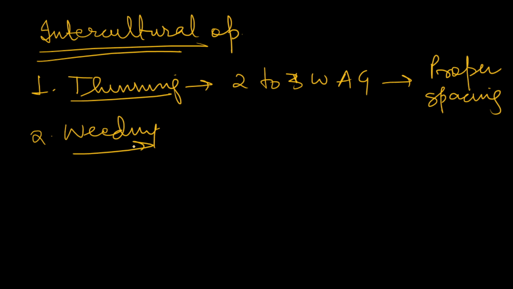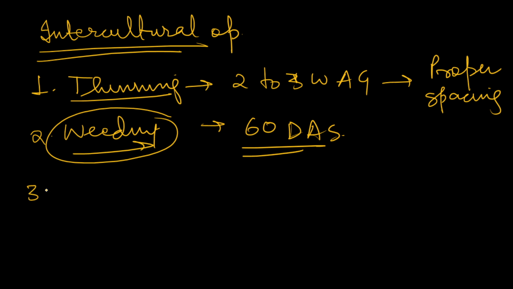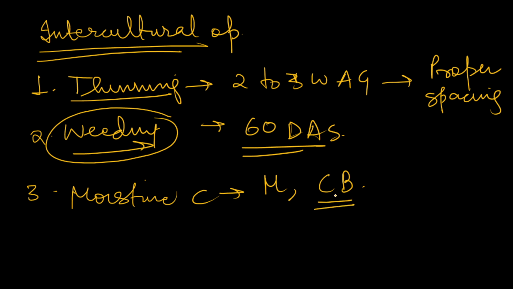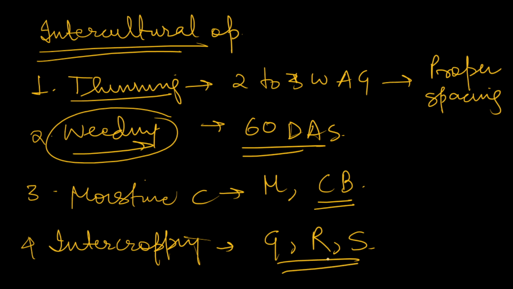Two to three hand weedings would be enough up to 60 days after sowing, at around 15 to 20 days intervals, so that the weeds do not damage our cotton crop. For moisture conservation we can do various things, such as mulching and compartment bunding. Intercropping can also be done in cotton with crops such as groundnut, red gram, and soya bean. So these are some of the important intercultural operations with regards to cotton.